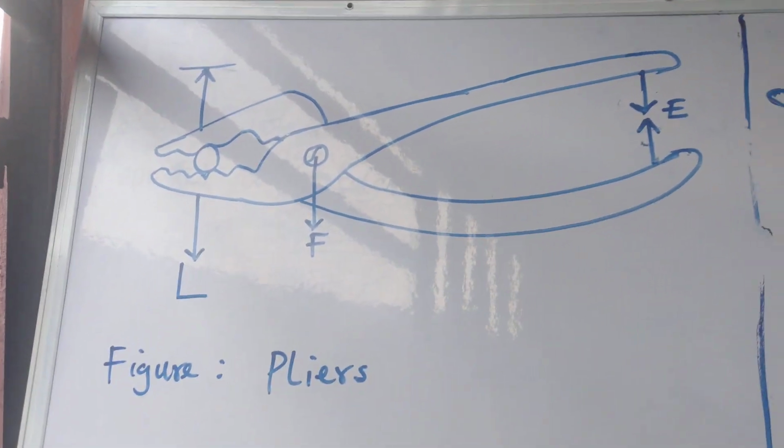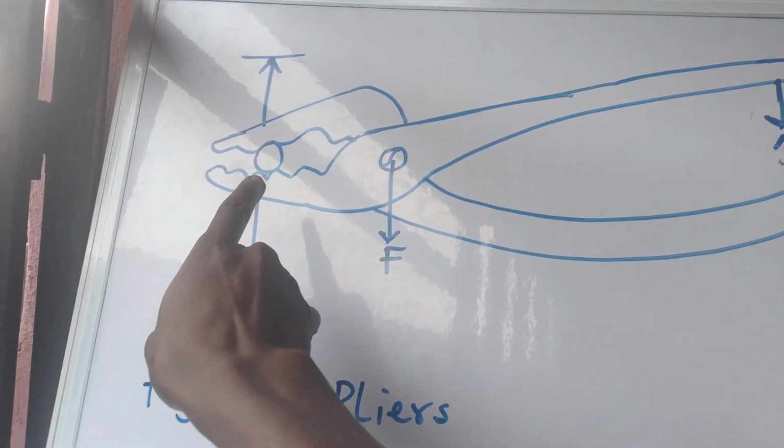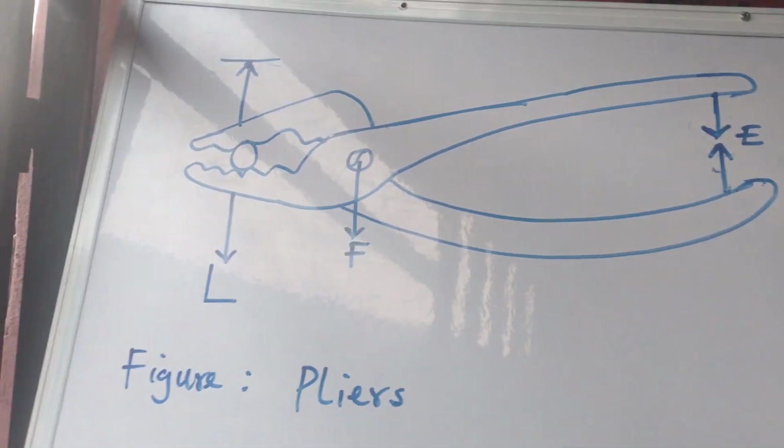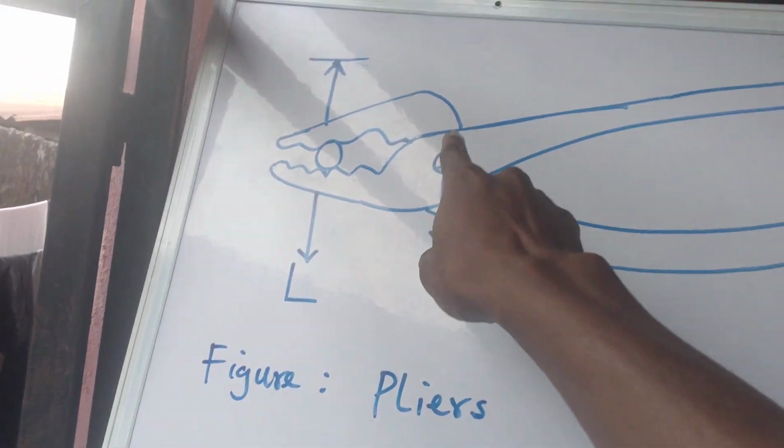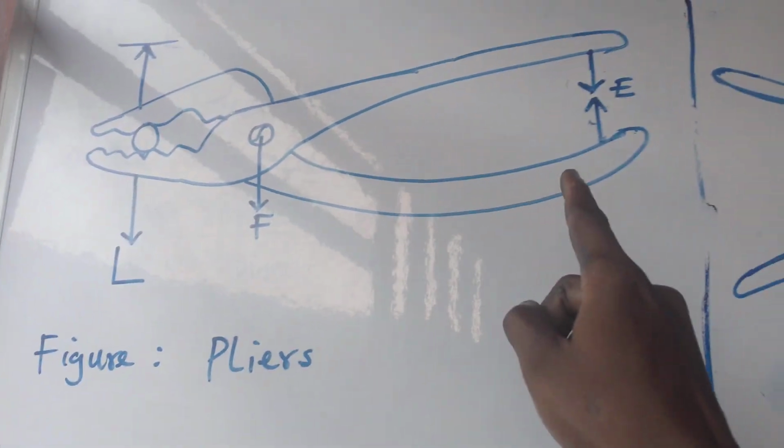The pliers, and look at this. We see the effort is applied here. The load is at this other point. This is the load, and then this is the fulcrum. The fulcrum is this screw nail at the middle. So the fulcrum is always between the load and the effort.